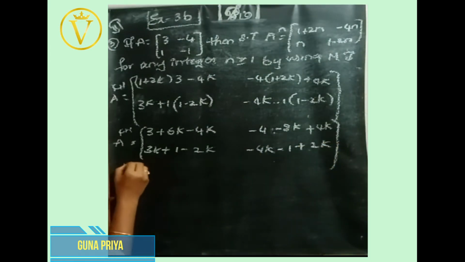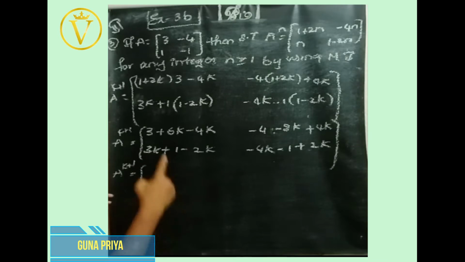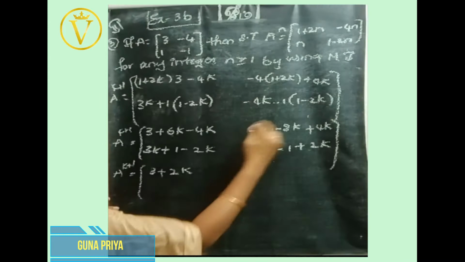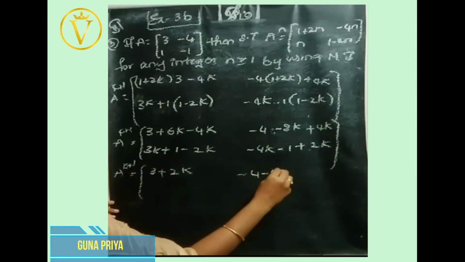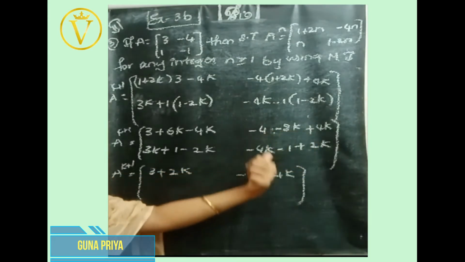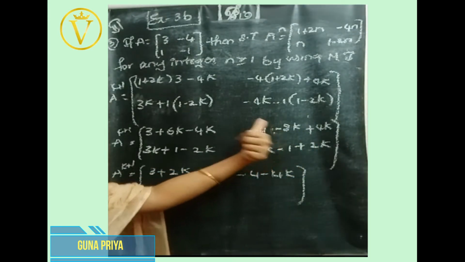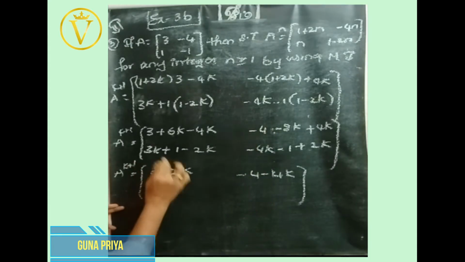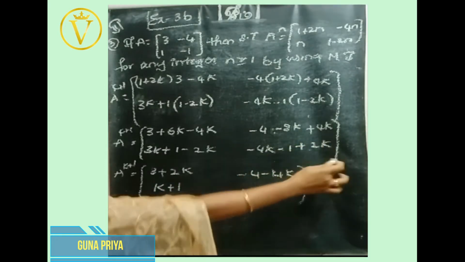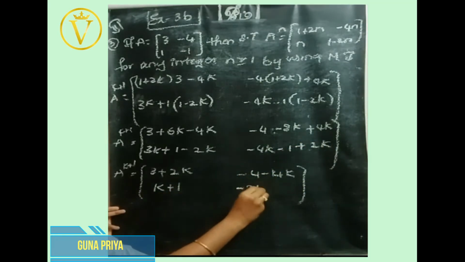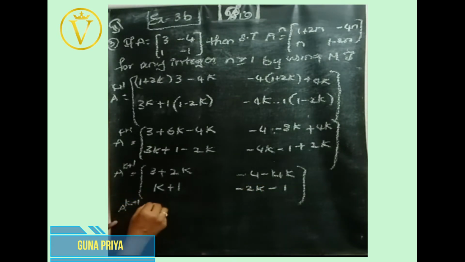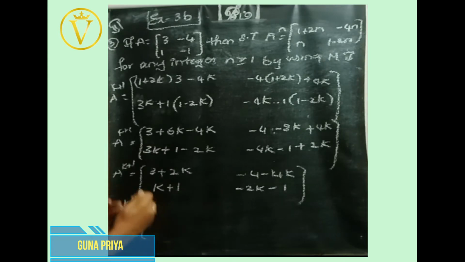So A power k plus 1 is, here, 3 plus 2k. Okay. And here minus 4 minus 4k. Here minus 8k plus 4k means minus 4k, the bigger value's sign is minus. Okay. Next 3k minus 2k, k plus 1. Now minus 4k plus 2k means minus 2k, minus 1. So here, see here, to get what?